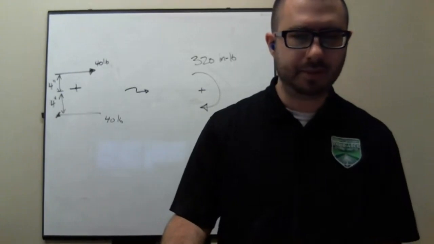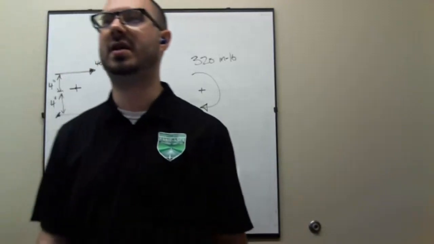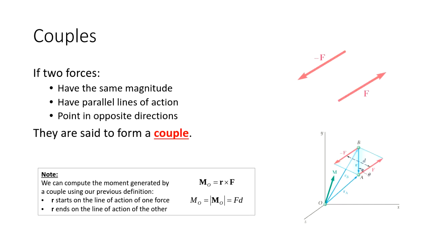Now, whenever you have two forces that are separated, because those forces are not meeting at a common point, by that definition, they are going to generate a moment. They're said to form a couple, and anytime you have a couple, it generates moment. The moment can be computed using the same definitions that we have before, just using r cross f. The big kicker is, what is your R? R starts on the line of action of one force, and it ends on the line of action of another, and it actually doesn't matter which one you use, you'll get the same answer.